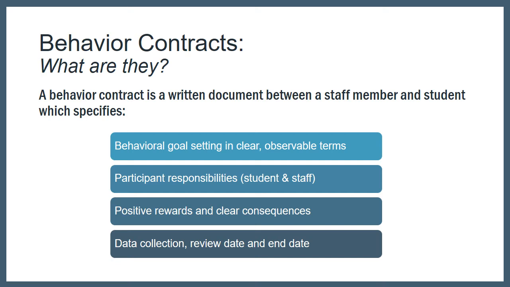It's essential that a review date or an end date is also determined and included in the contract to support accountability for follow-through and continued monitoring. We will review all of these steps in more detail when we discuss the implementation steps. However, let's first discuss why a behavioral contract may be selected as an intervention.